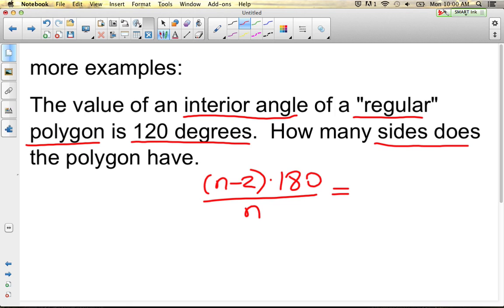Except, since they're telling me what the inside angle is, since it's 120 degrees, I can go ahead and set that equal. So I'll put 120 degrees right here. Now it's just a matter of working backwards and getting all your variables on one side, doing some algebra.